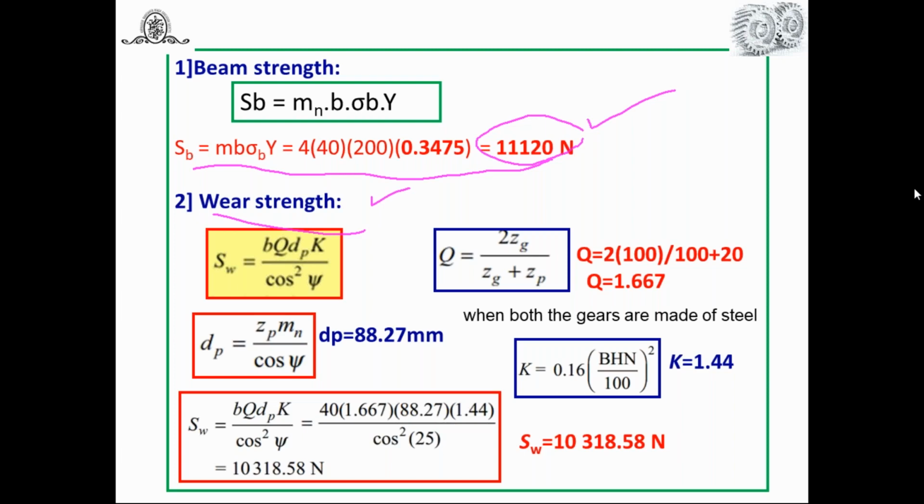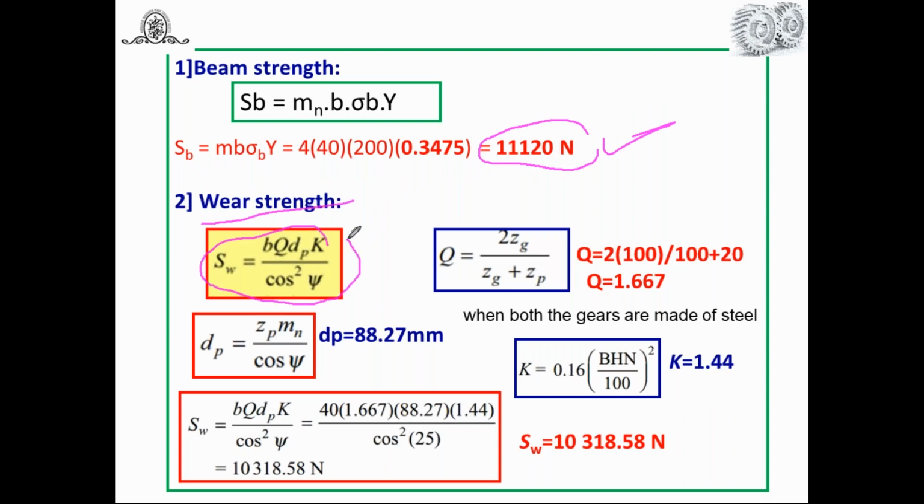I will elaborate once again that SB is equal to this. Then the wear strength of the helical gear. What is the relation? You know very well. In case of a spur gear, what is the relation? B Q dp into K is the only relation. But for a helical gear, what relation? Wear strength SW is equal to B into Q into dp into K upon cos square psi.